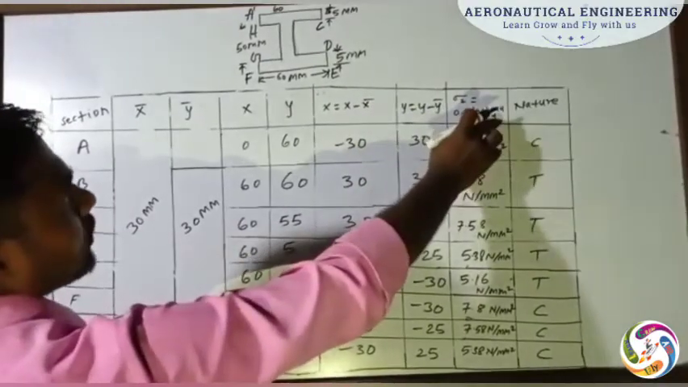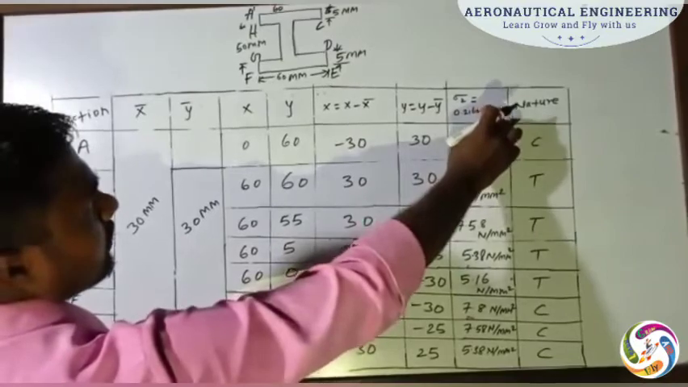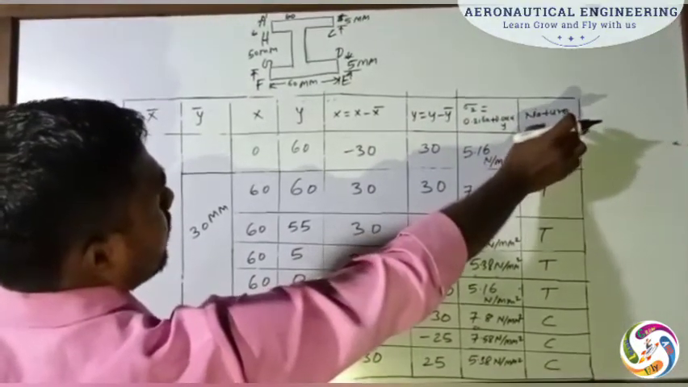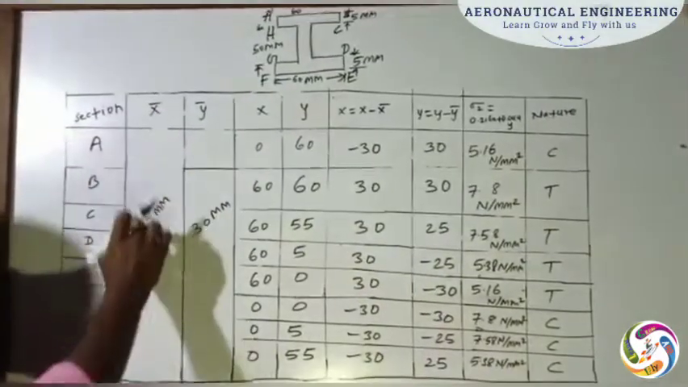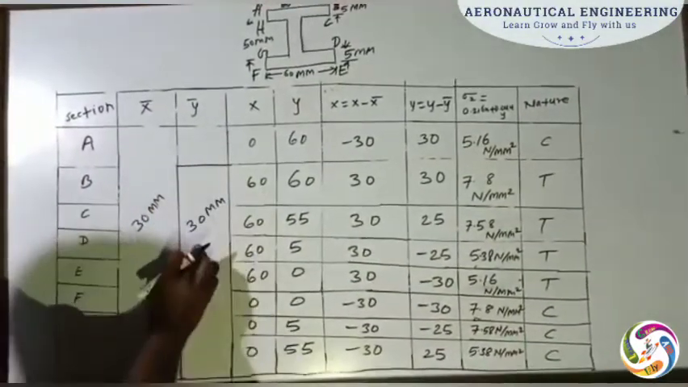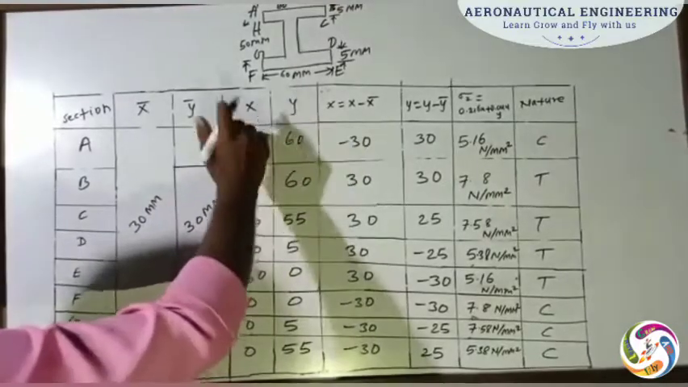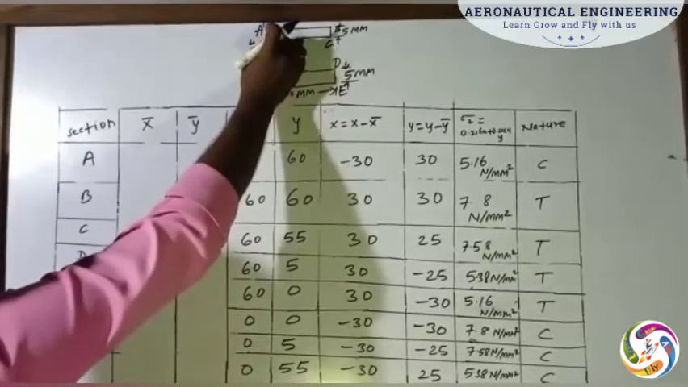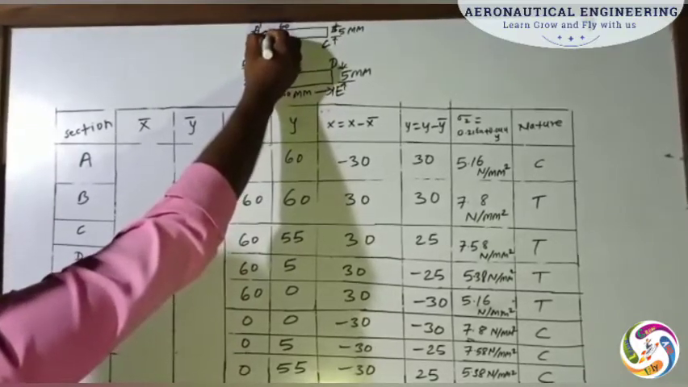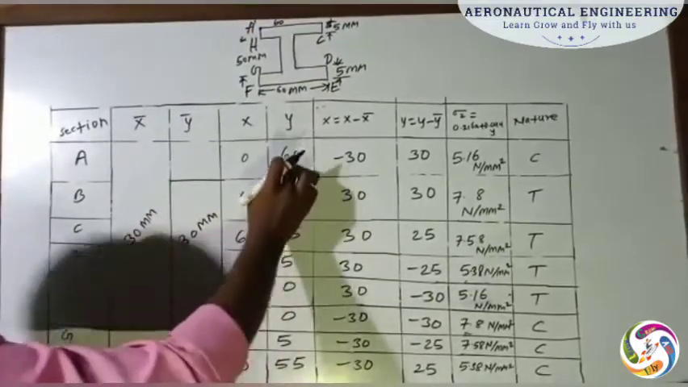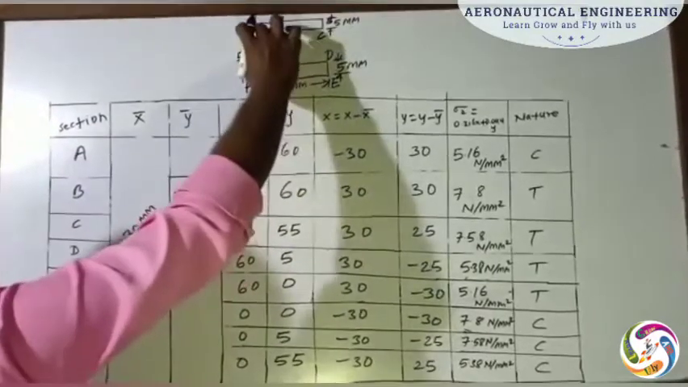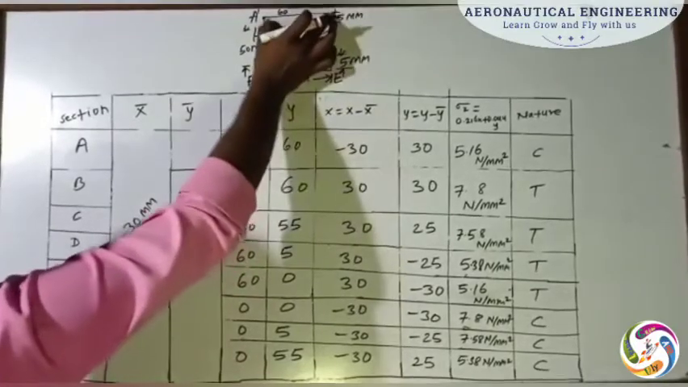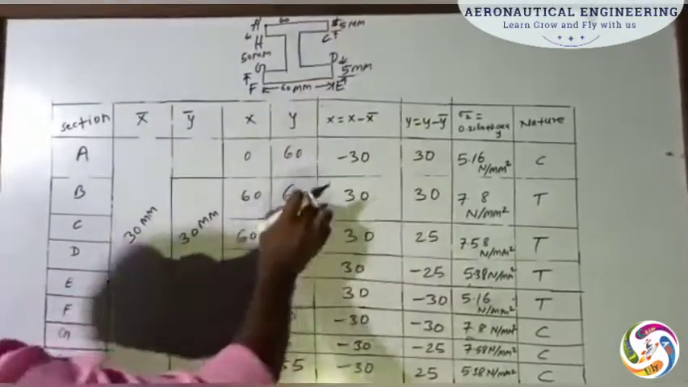The sigma z value, we know the equation 0.216x plus 0.044y. Here we have to write the nature of the bending stress. So x bar value we know is 30, y bar value we know is 30. Now x and y values we have to calculate from the figure. So x value for A point is 0. There is no horizontal distance if we are taking at this corner. So 0, but y value is from A to this total vertical, so 60. Similarly for B point x value is 60, y value is also 60.